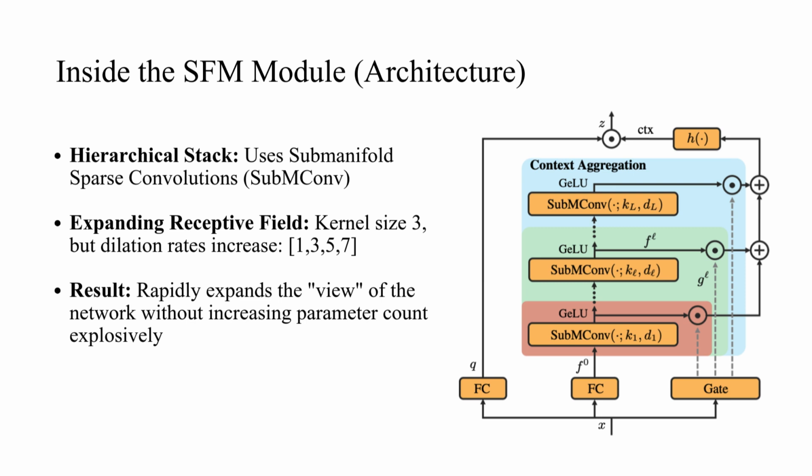Instead of dense large kernels, we use a stack of submanifold sparse convolutions with small kernels but progressively increasing dilation rates, typically 1, 3, 5, and 7. This hierarchical design allows us to rapidly expand the effective receptive field at each level, capturing wider and wider context without exploding the parameter count.